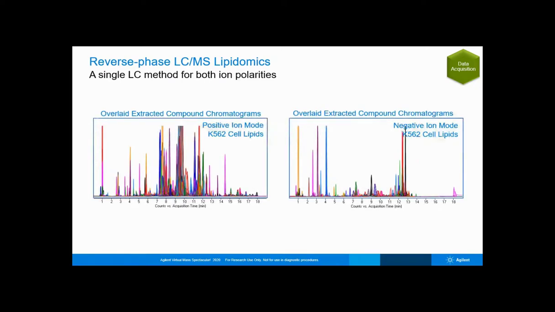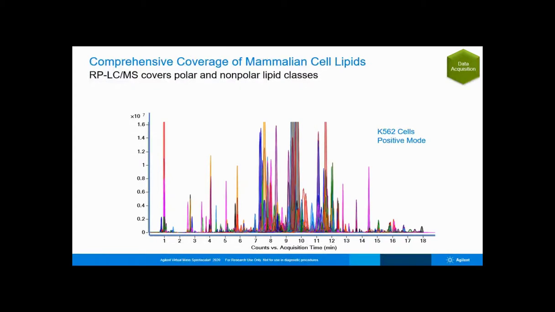But with advanced untargeted molecular feature finding software, we can pull out thousands of compounds from these data files, shown here as overlaid extracted compound chromatograms. An overarching goal of this particular LC-MS method was to capture as much of the lipidome as possible in terms of both chromatography and data acquisition.